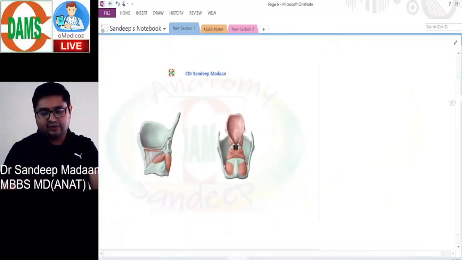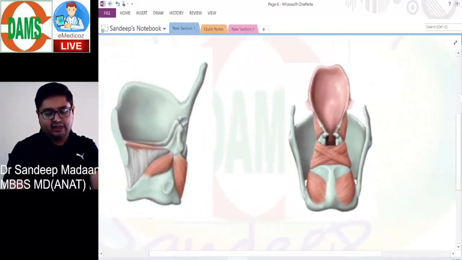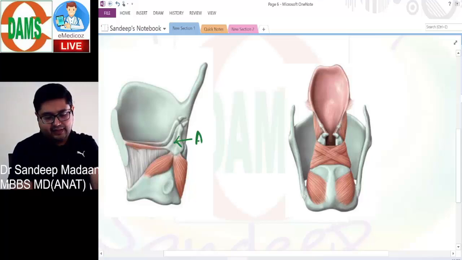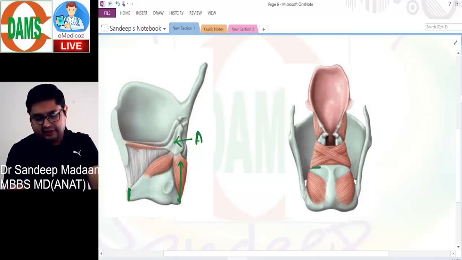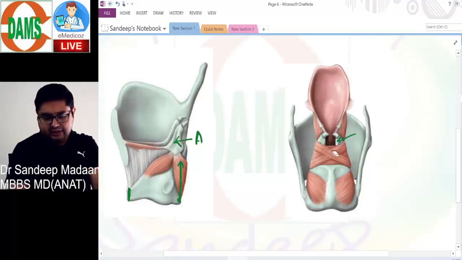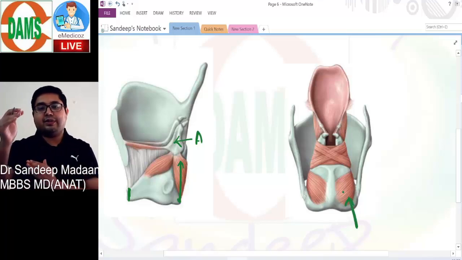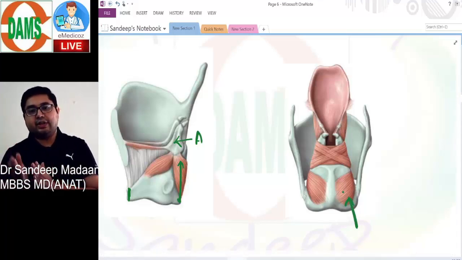Now let us look at the muscles of the larynx in this diagram. What we can see here, this is the arytenoid. This is the cricoid. Anteriorly it is less wide, posteriorly very big. So this part is the cricoid, and above it we can see the arytenoid. Now you see this muscle is going from the posterior aspect of cricoid approaching towards the arytenoid. So it can be called posterior cricoarytenoid.